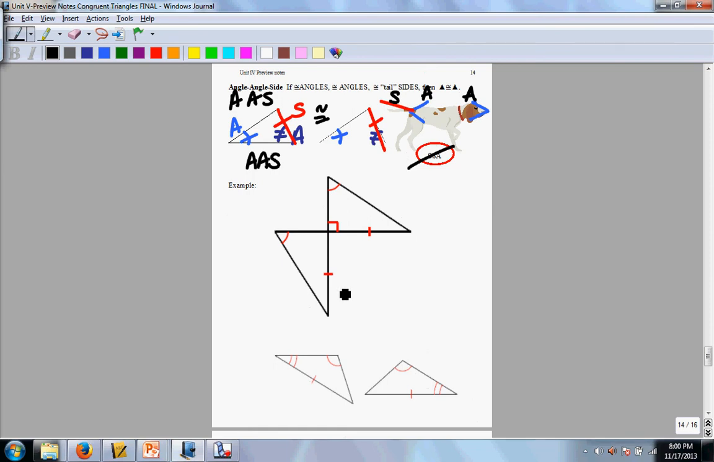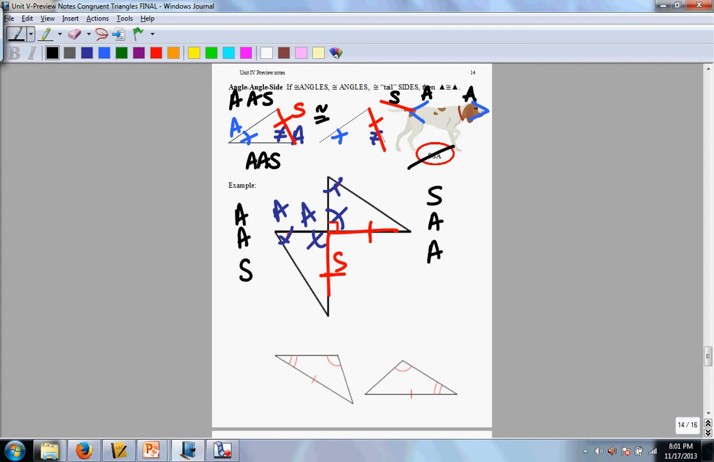So in this diagram, let's see what we have here. We have a pair of angles, we put an A. We have vertical angles, we put another A, and then we have a pair of sides. Notice this side is after the angles. So this spells angle-angle-side. Side-angle-angle would be the exact same thing.